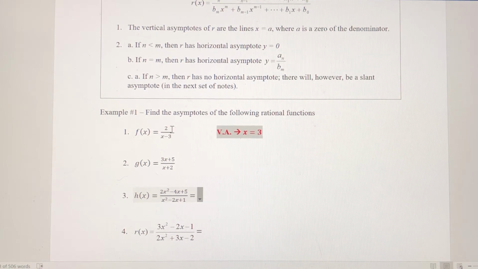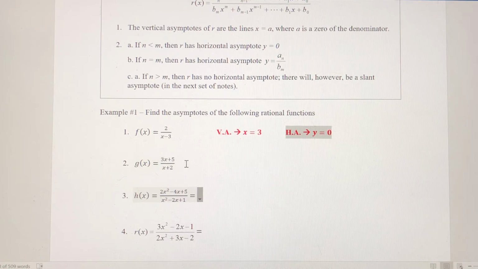Horizontal asymptote. Degree of the numerator is 0. This would be like 2 times x to the 0. The degree of the denominator is 1. So n is going to be less than m, so we're going to have a horizontal asymptote here at y equals 0.